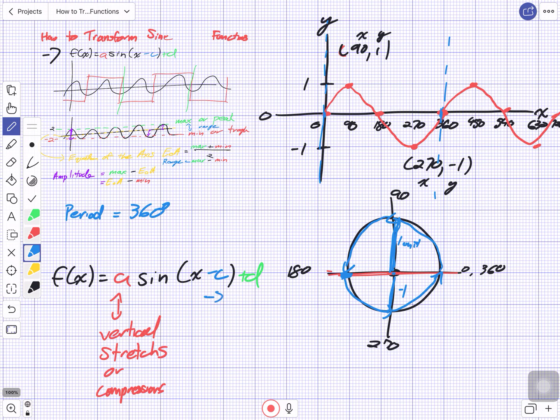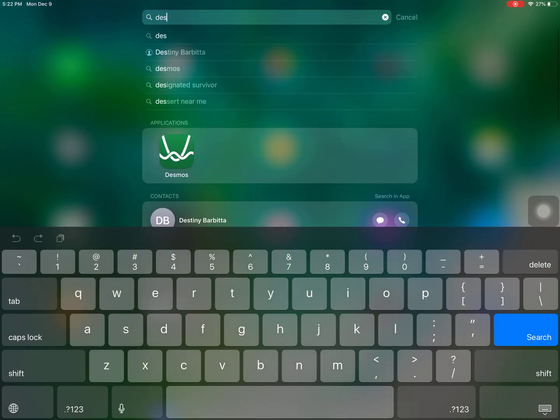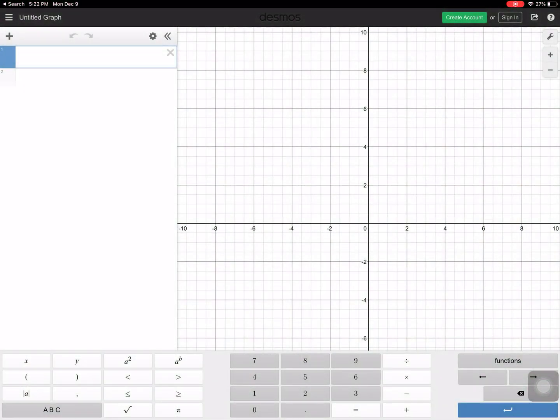The C value deals with horizontal translations is usually the word. So horizontal translations. That just means moving something from left to right. And the green one is vertical translations. So that means we can move that up or down. I'll open Desmos here to give you an example of what we mean by that.